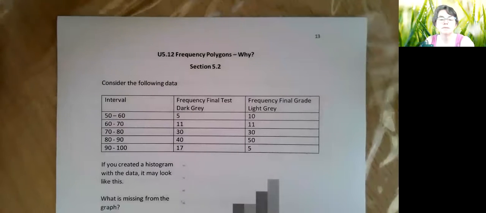Right, this is Frequency Polygons, and why would we do them? So it's video 512. All right, let's take a look at the data.